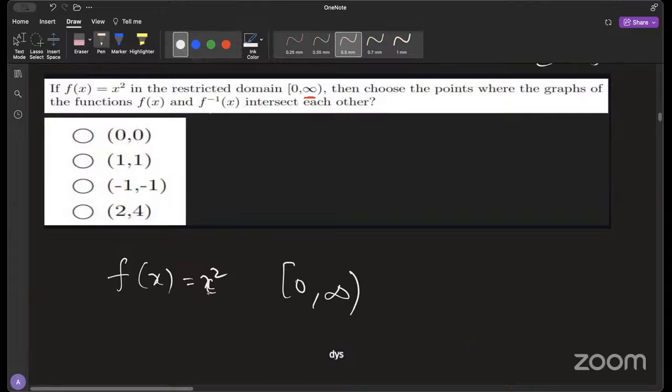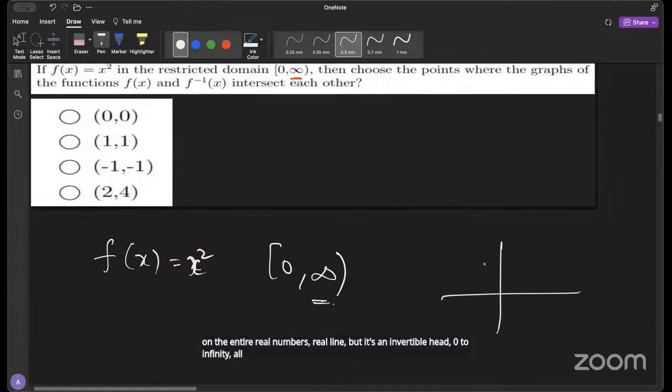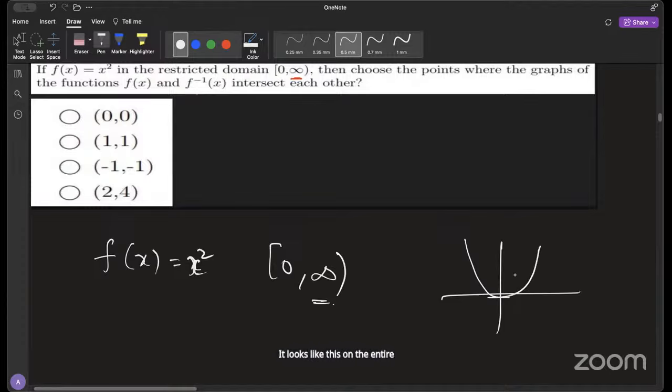This function is not one-one, that means it's not bijective, that means it's not invertible on the entire real line, which is a problem. That's why you can't find the inverse. But it's invertible here, from 0 to infinity. If you take only this branch of x squared and plot this function, it looks like this.